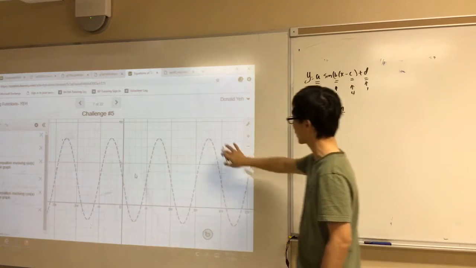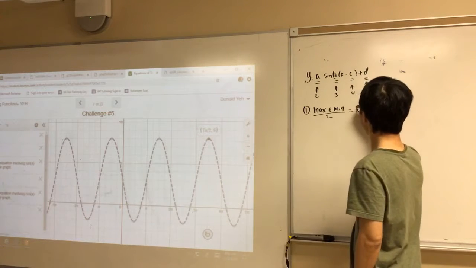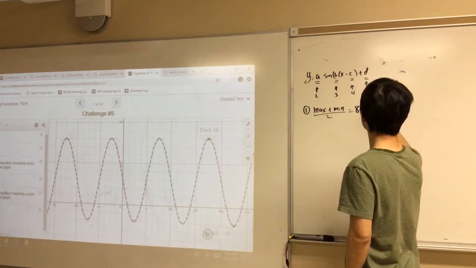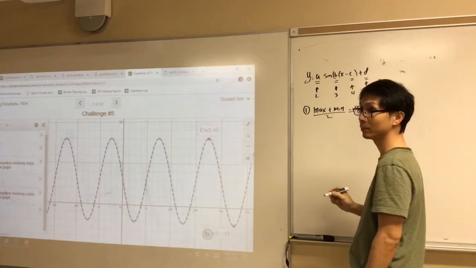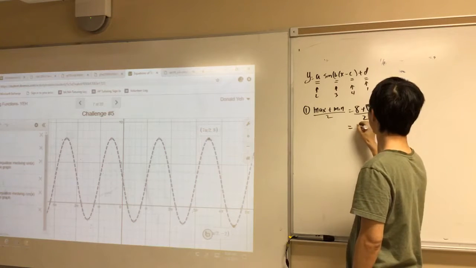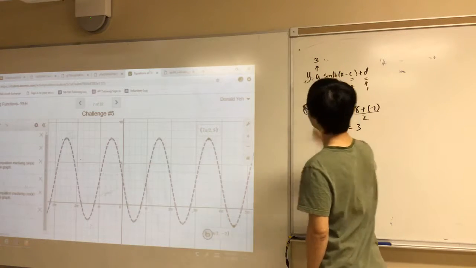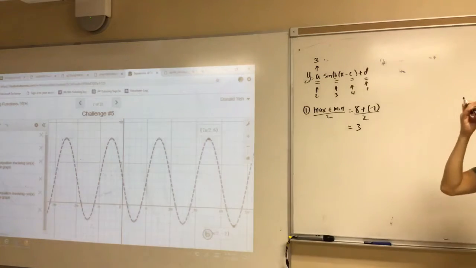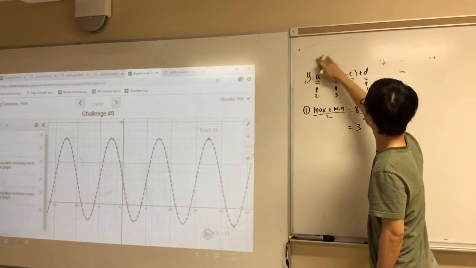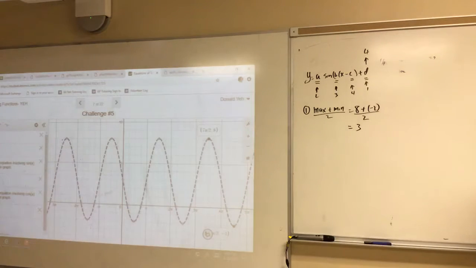So what's the max? You can click on this point. It's 8, plus negative 2, divided by 2. Does that make sense? So that's equal to what? 3. So that is going to replace D as 3. Data, pay attention because I'm not going over it again.